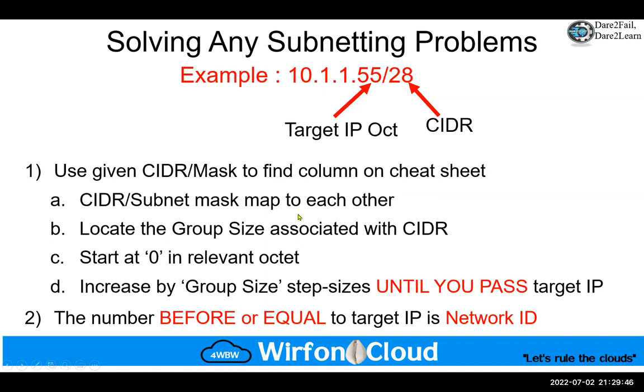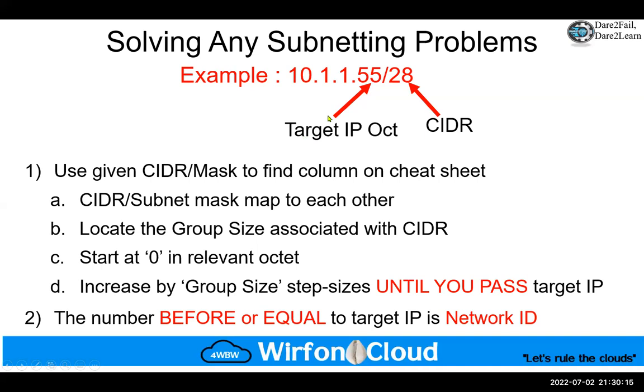So for step C, after you've located your CIDR, you've matched that up on your cheat sheet to the corresponding prefix of the CIDR, the /28. You locate the group size on that column, which is the very first row you have on your cheat sheet. You always start at 0. So your IP addresses always start at 0, in the relevant octet. You know you have the first, the second, the third, and the fourth octet.